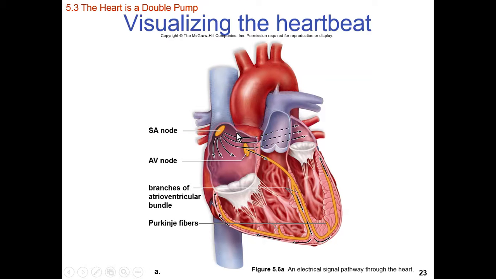This process is illustrated right here. We go from the SA node and cause the atria to contract. Then the signal pauses at the AV node, goes down the bundle branches to the Purkinje fibers that then cause the ventricles to contract.